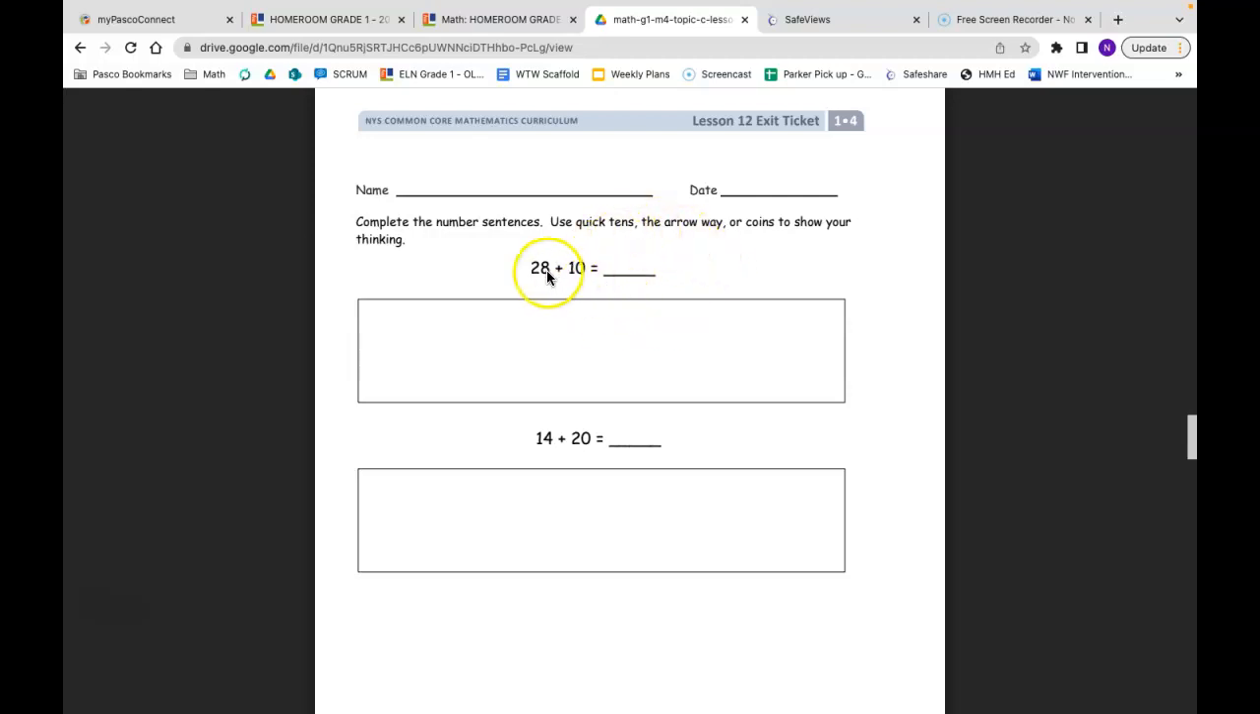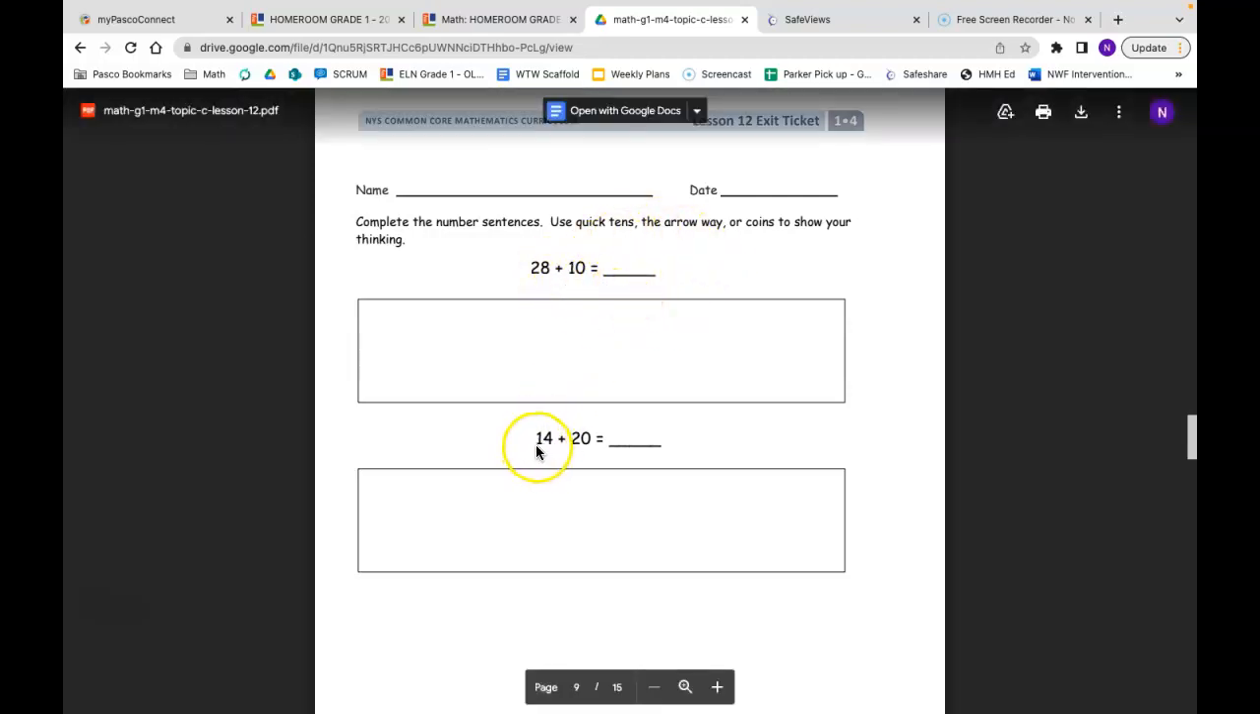Just give me that correct answer, okay? 28 plus 10, and then also 14 plus 20.